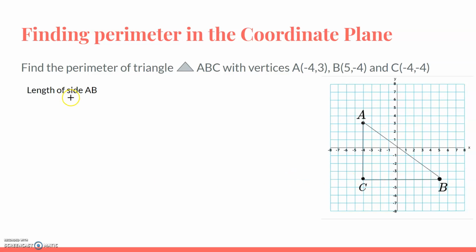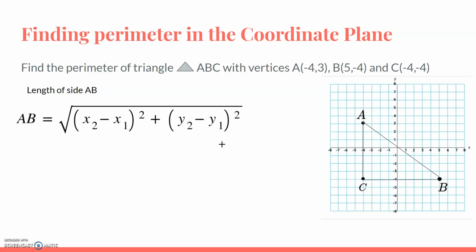So first, let's start off by finding the length of side AB. Here it's not a straight horizontal or straight vertical line, so we're going to use the distance formula to solve for this. The distance formula: AB, the side right here, is equal to the square root of (x2 minus x1) squared plus (y2 minus y1) squared. Since we're looking at A and B, our x2 is going to be 5 and our x1 is going to be -4. Our y2 is going to be -4 and y1 is going to be 3.